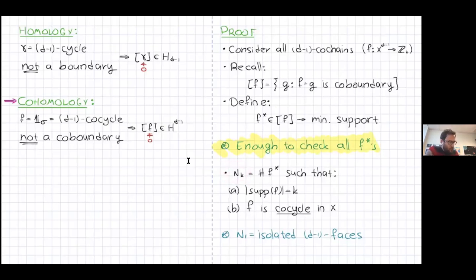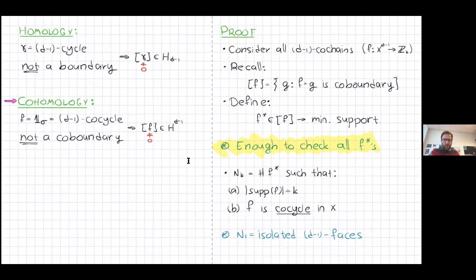And I will use a similar notation to what we had before. So n_k now will count how many such functions there are with minimal support, where the support has exactly k faces, so they get the value of 1 on exactly k faces, and such that this function is indeed a cocycle in my random complex. And notice that when I take k equals 1, so I'm looking for functions whose support has size 1, so they get the value of 1 only on one face, this is exactly the number of isolated faces. Because I showed you before, the indicator function on an isolated face gives you a cocycle.